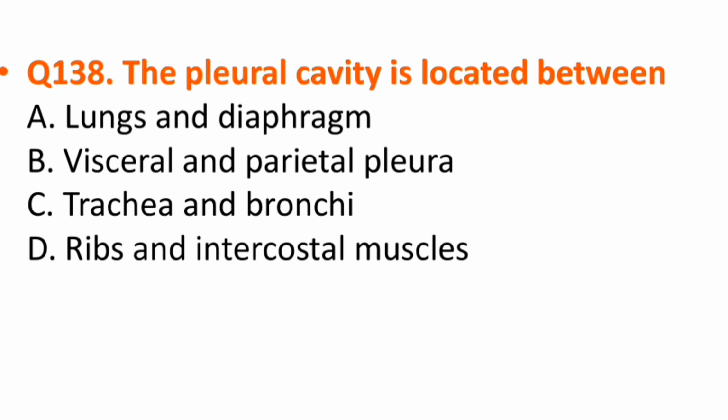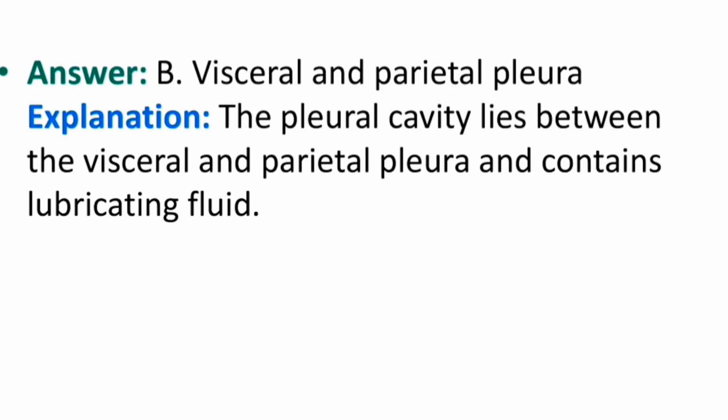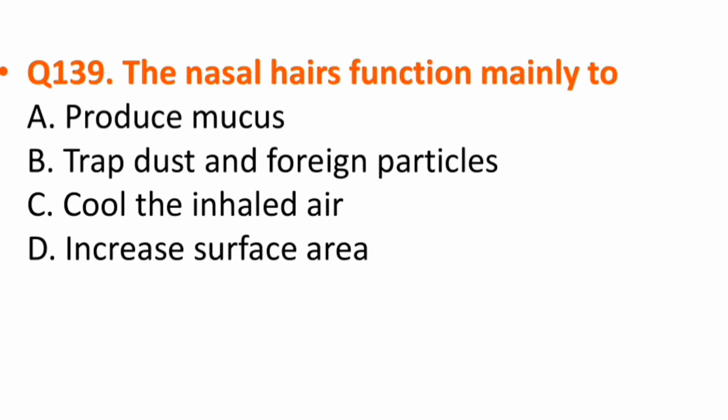The pleural cavity is located between option A, lungs and diaphragm, option B, visceral and parietal pleura, option C, trachea and bronchi, option D, ribs and intercostal muscles. The correct answer is option B, visceral and parietal pleura. The pleural cavity lies between the visceral and parietal pleura and contains lubricating fluid.